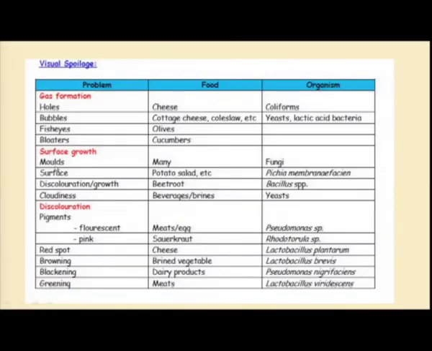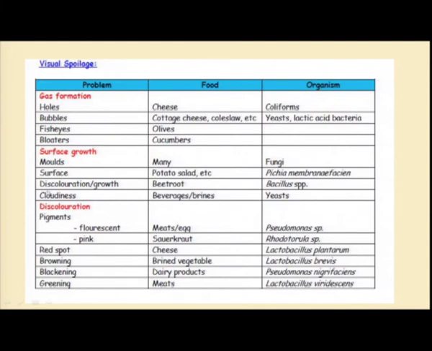The nature of the change also differs depending upon the organisms. Now, when you have visual evidence of spoilage, you can have holes, you can have bubbles, fish eyes in the cheese, and bloating. The surface will become bloated. Then you have surface growth markers, like spores on the molds. You will see small black dots on the surface of many vegetables and many types of food. Even in bread, you can see a layer of gray spores and black spores. On the surface, you will have discoloration and growth.